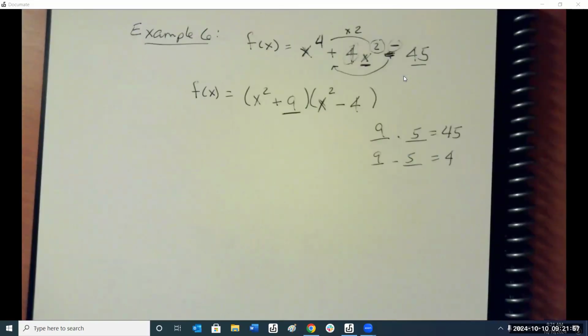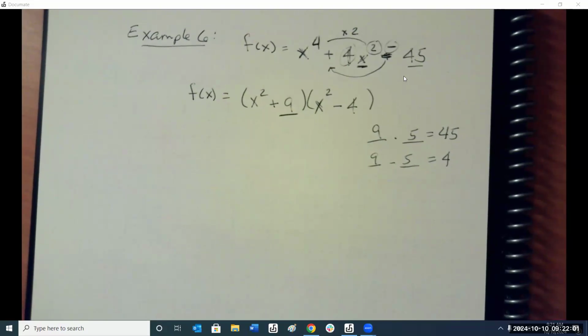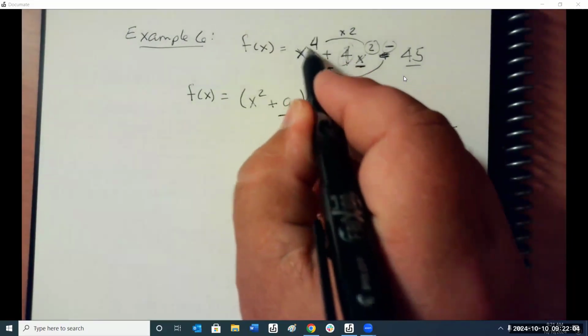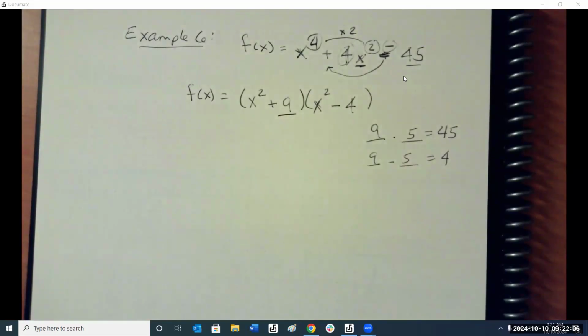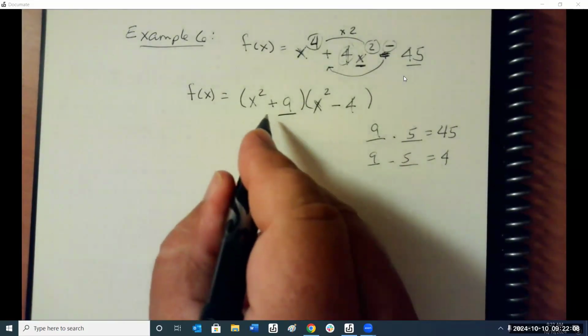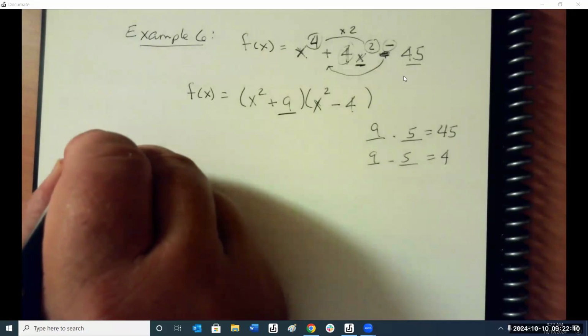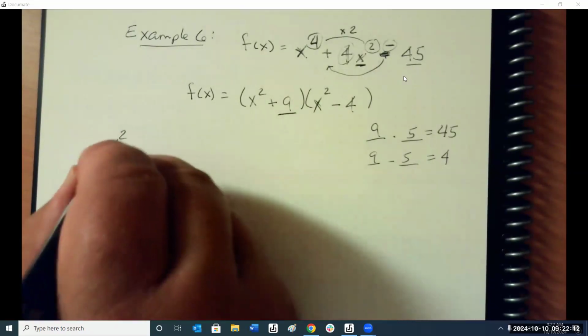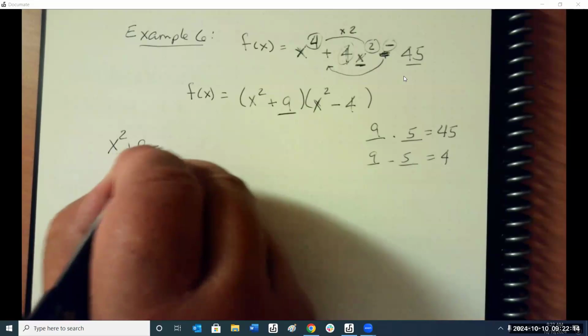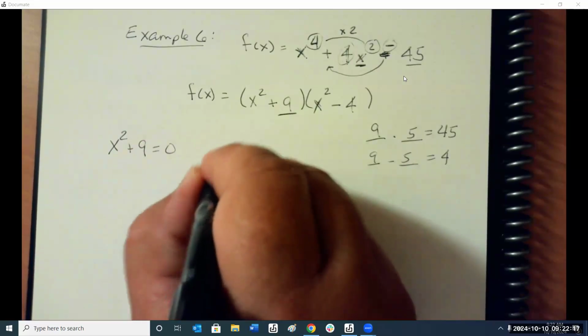We're supposed to have at most 4 solutions. So now we take both of these equations and set them equal to 0, because we're looking for the zeros.